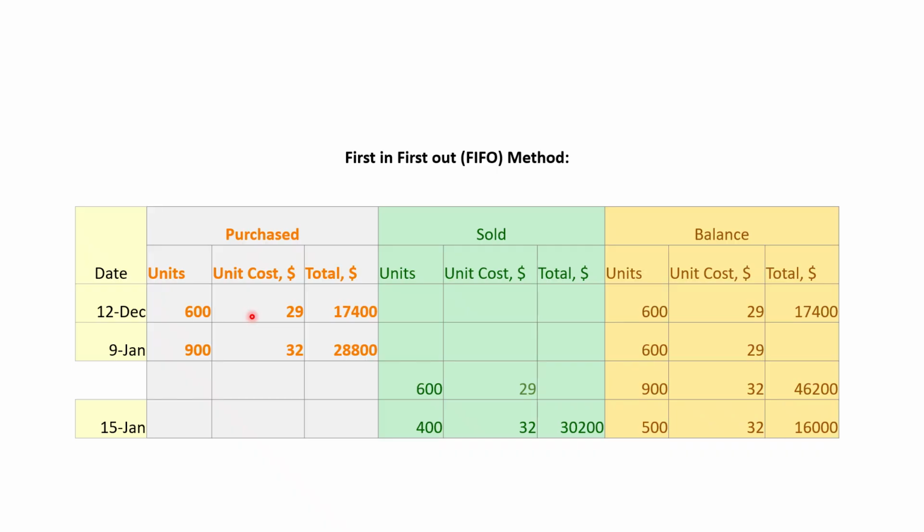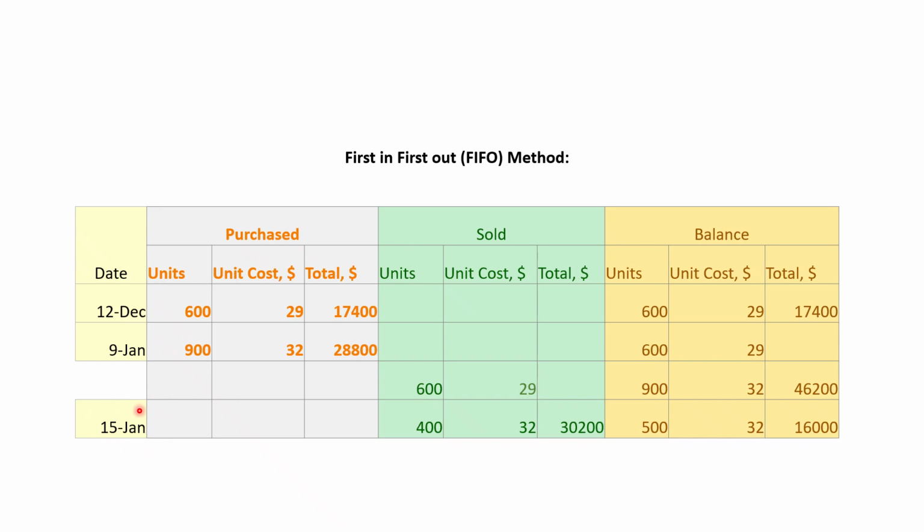600 multiplied by 29 is 17,400. On 9 January, they purchased 900 units, and the unit cost is $32, and the total is 28,800. But now the question is, they have sold 1,000 units on 15th January. In the question, this company has sold out 1,000 units on 15th of January.